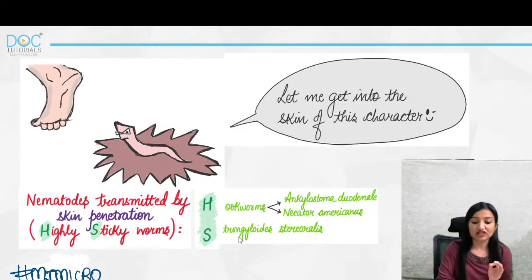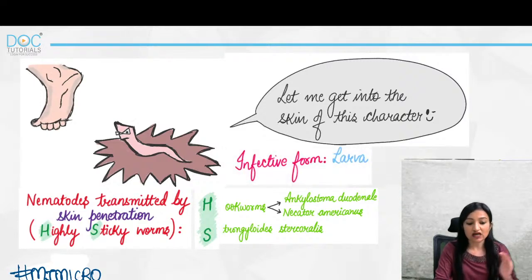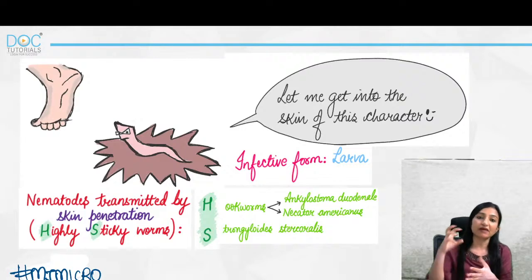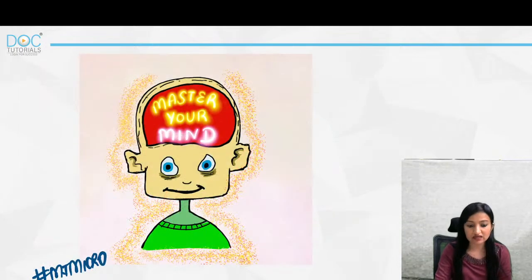Then S stands for Strongyloides stercoralis. These are the examples of nematodes which cause infection by skin penetration. So the mode of infection is skin penetration, and what is the infective form? It is the larva.